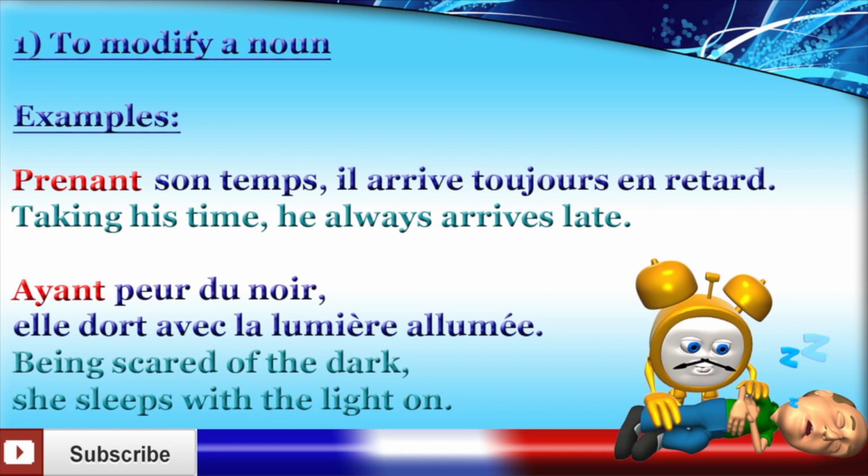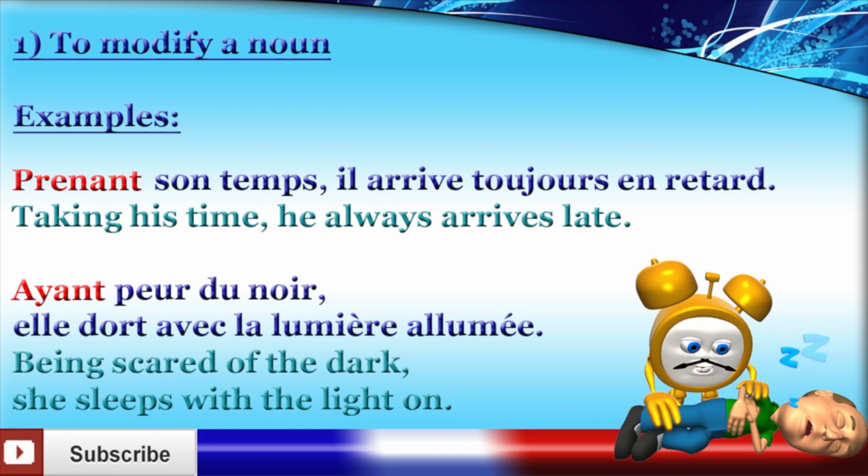The second example, ayant peur du noir, elle dort avec la lumière allumée. Ayant peur du noir, being scared of the dark, elle dort avec la lumière allumée. She sleeps with the light on. So as you can see, we've used the present participle of the verb avoir in front of the noun peur.